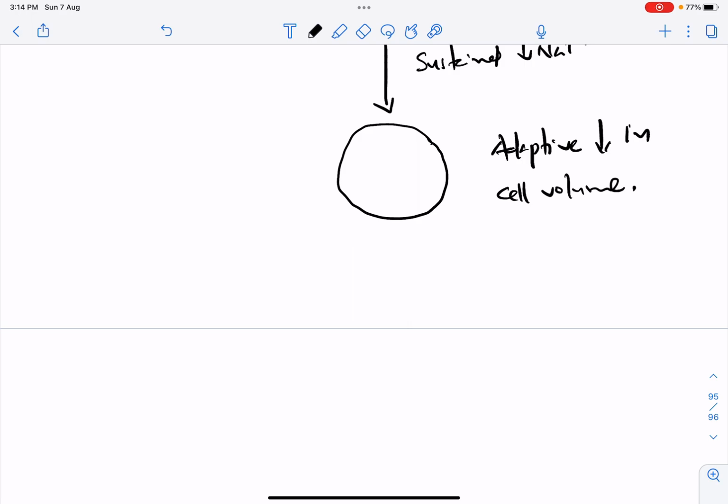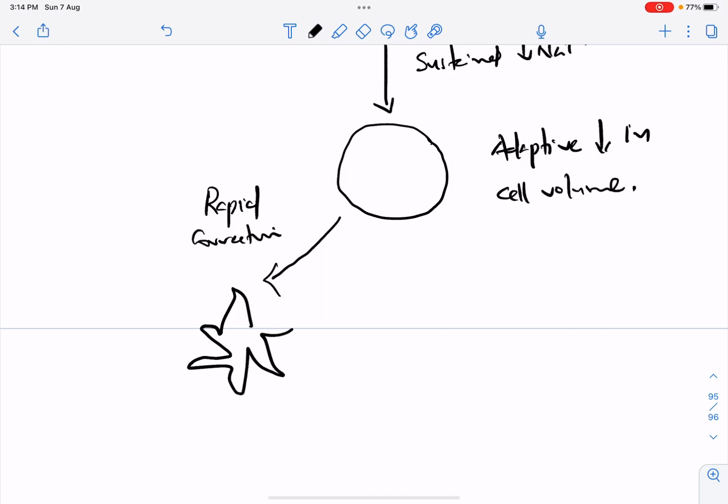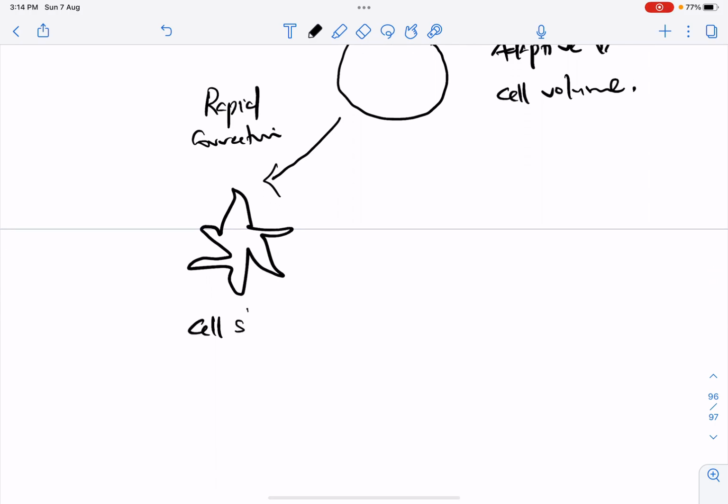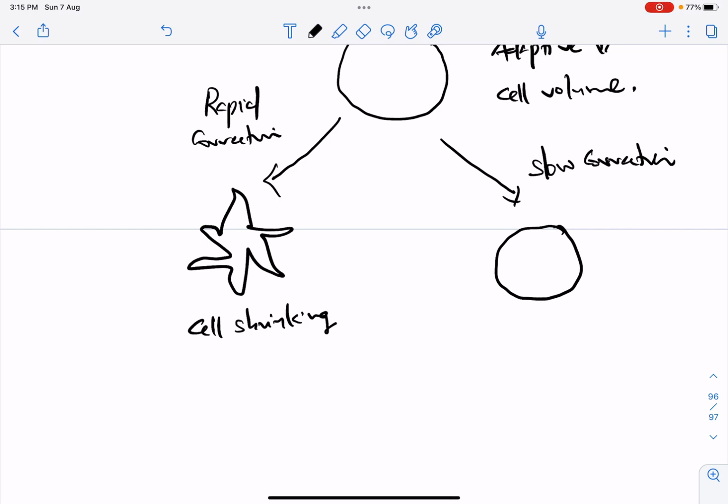So what happens if we are acutely correcting the hyponatremia? So rapid correction. There will be shrinking of the cell and there will be lysis or demyelination in brain cells. But for a slow correction, the cell volume will be restored. So the cell will become a normal cell. The swollen cell now became the normal cell. So this is why we should correct chronic hyponatremia at a slower rate than acute hyponatremia.